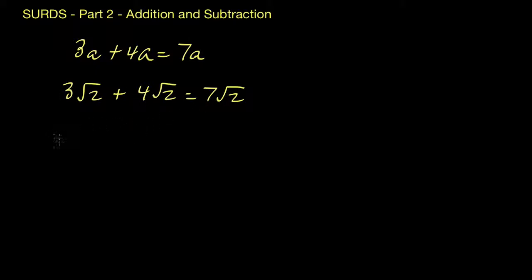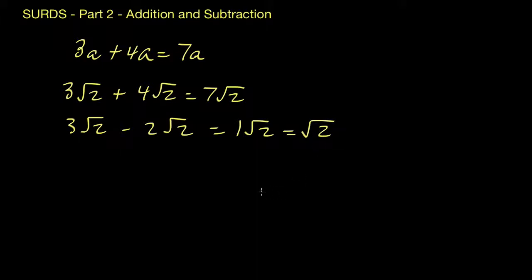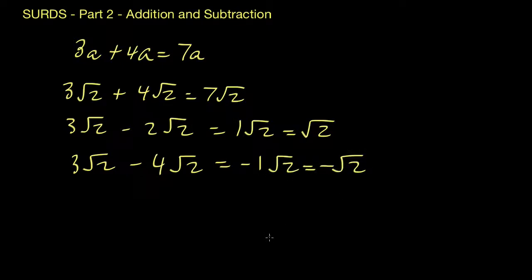Another example would be 3 root 2 take away 2 root 2. Well, we've got like surds. We can take these away. 3 take away 2 will give you 1 root 2, and we can simplify that and say it's root 2. Another example would be 3 root 2 take away 4 root 2. In this case we're taking away more than 3. We're going to go to minus 1 root 2, and we'd simplify that and say it's minus root 2.